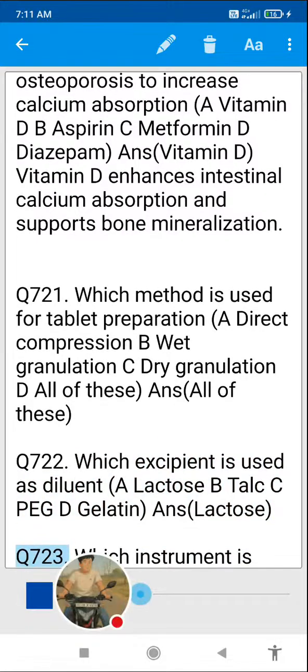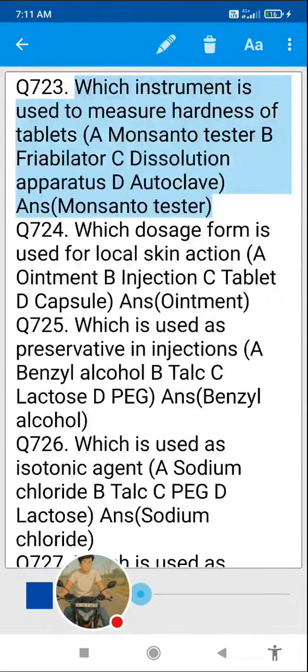Q723. Which instrument is used to measure hardness of tablets? A. Monsanto tester. B. Friabilator. C. Dissolution apparatus. D. Autoclave. Ans. Monsanto tester.